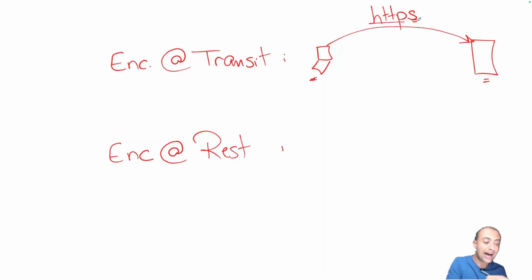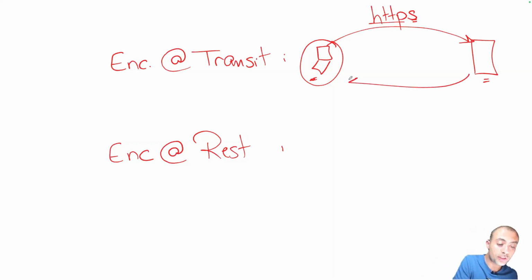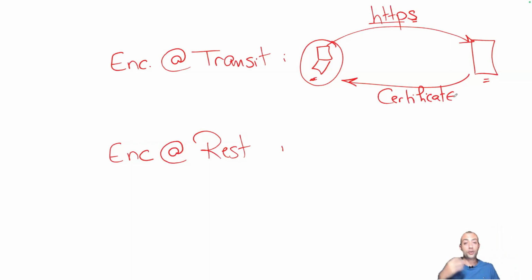Now the question, how can this client make sure he is talking to the correct server? When they are starting the HTTPS communication, this server needs to provide to this client something called the certificate. You can think about it like this: this is like the server ID. So the server is sending to the client, I am this server, so you can trust me.